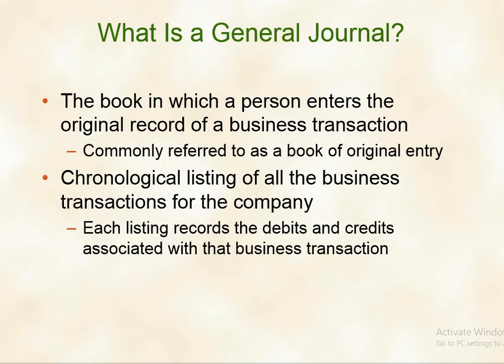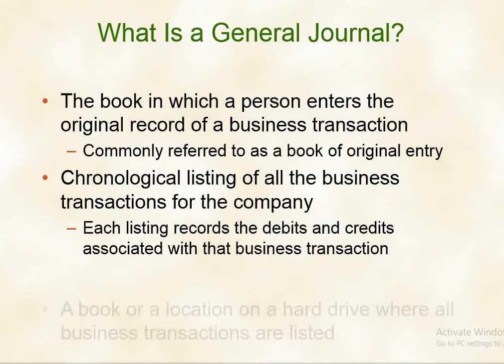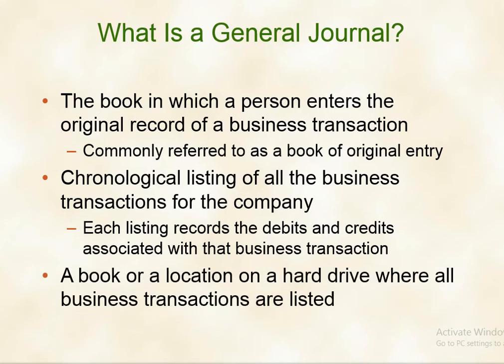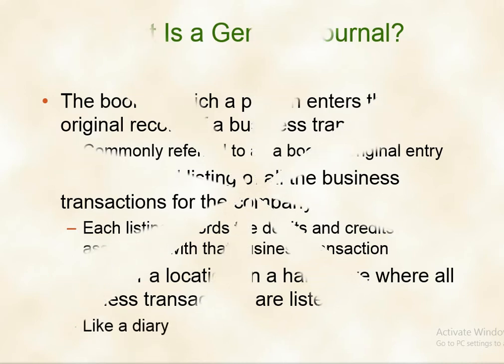Each listing records the debits and credits associated with that business transaction. It means that your debit must have a corresponding credit and your credit must have a corresponding debit. All the debits, whether split debits or split credits, must be equal. There must be equality of every debit and every credit. A book or location on a hard drive where all business transactions are listed, like a diary.